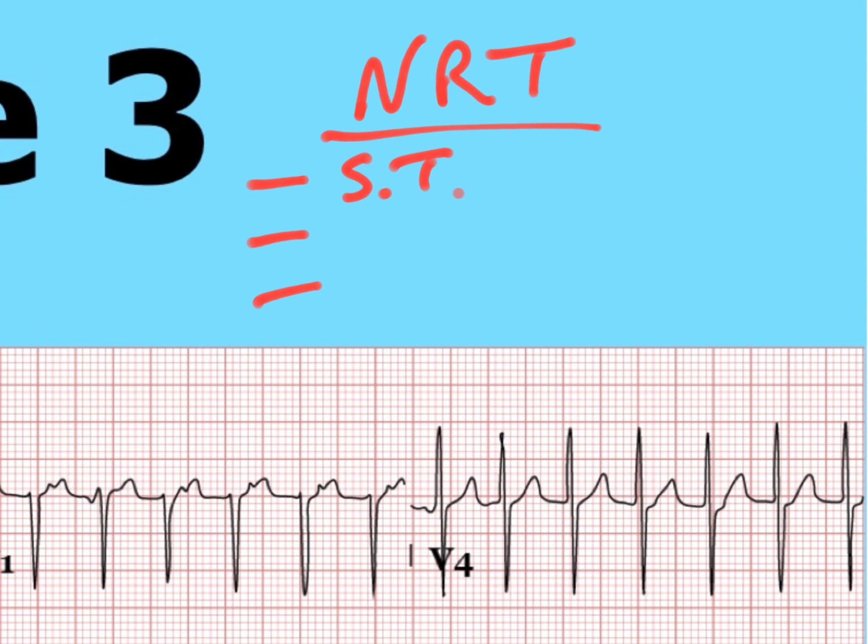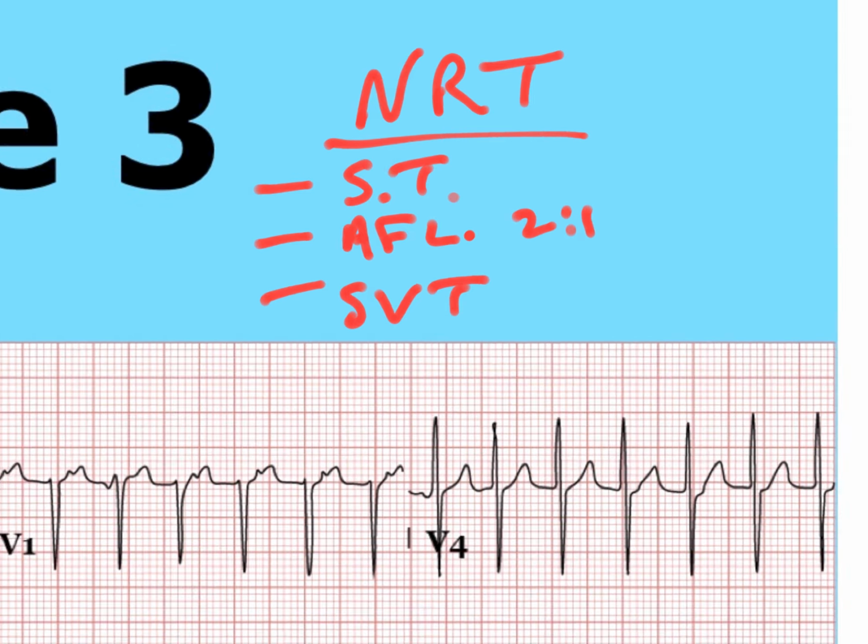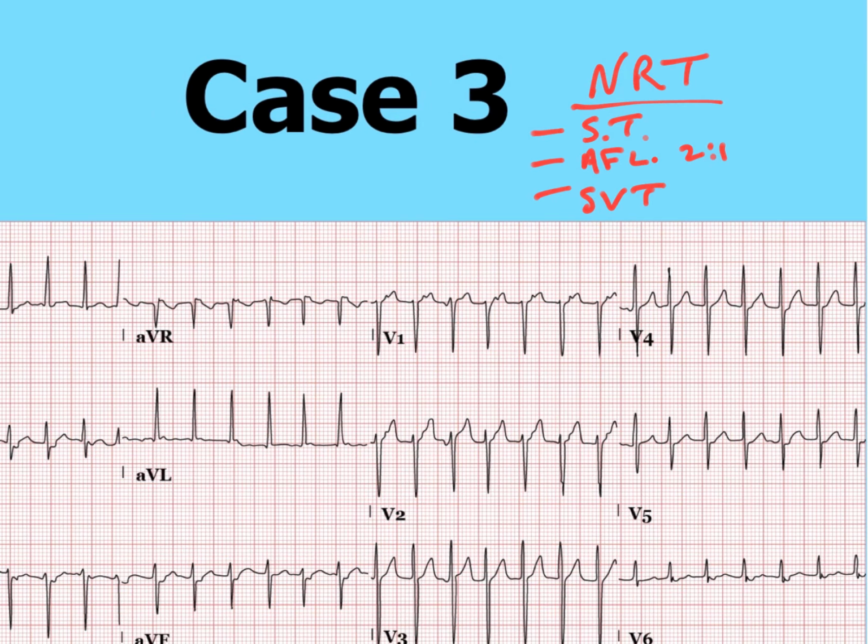Sinus tachycardia is going to be your most common cause, and then you've got atrial flutter with 2-to-1 conduction, and then third, SVT. And there's a handful of different types of SVT, but in emergency medicine, we typically just lump all of them into this one category and call it SVT because they tend to have fairly similar prognoses and treatment. How do you tell the difference between these 3 entities?